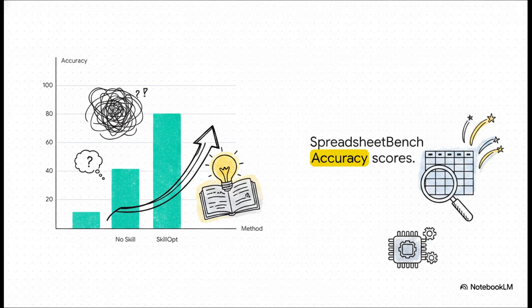To really put that in perspective, look at Spreadsheet Bench. This is a tough, multi-round coding and tool use task. Using standard prompting, the baseline model scored 41.8. With SkillOpt, performance nearly doubled, leaping all the way to 80.7. It essentially turns a mediocre, struggling assistant into an expert simply by refining its procedural instructions over time.